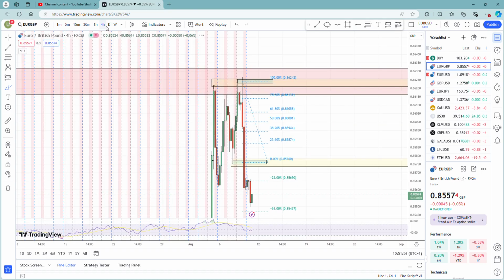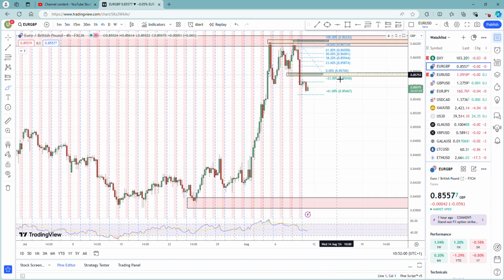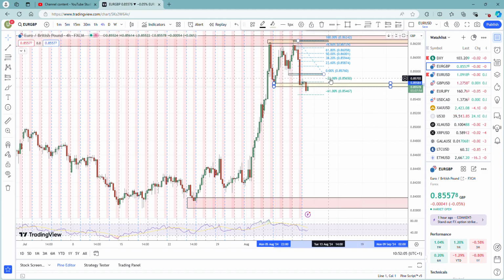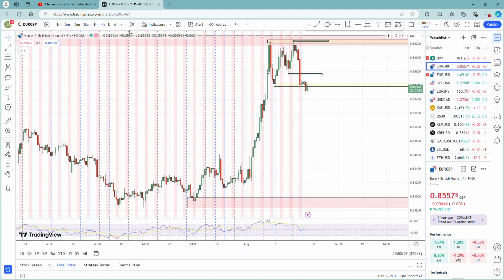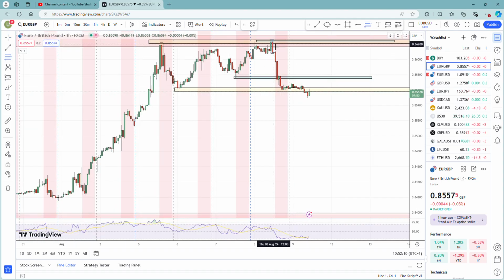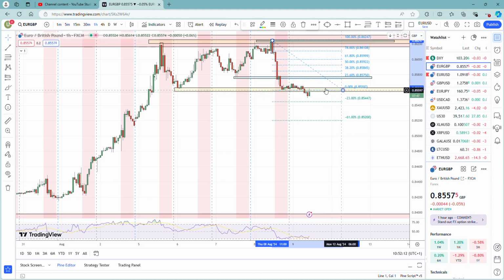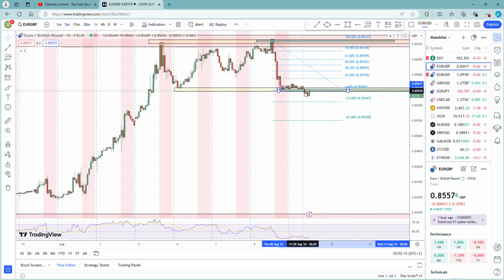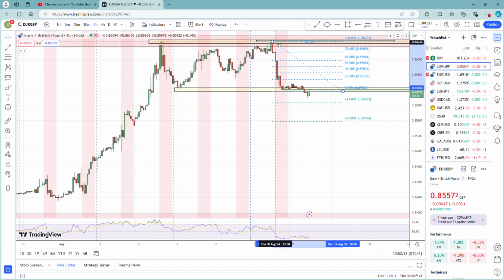So right now, it's made a new H4 level. Well, this would be the H4. So we'll have to see what happens from here. Right now it's retesting a level. So if it does continue to be bearish, it's retested it, it could go down to here, -61.